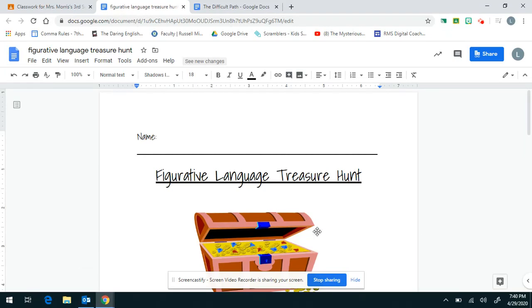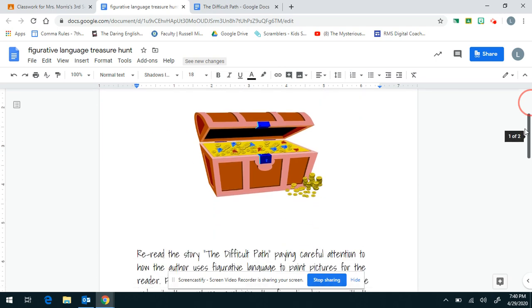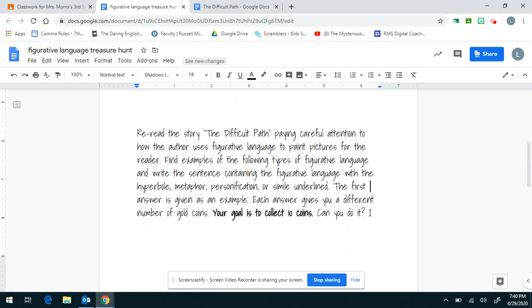Morning. So I want to go over today's assignment. Today we are applying our mastery of figurative language that we reviewed yesterday to our story from Tuesday, The Most Difficult Path. So let's look at our instructions really quickly before we look at anything else.